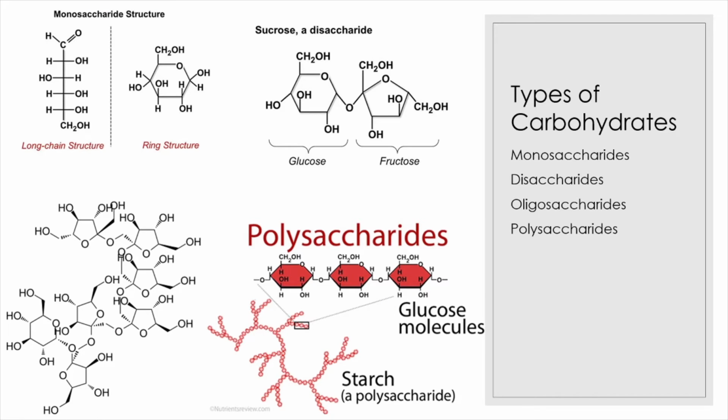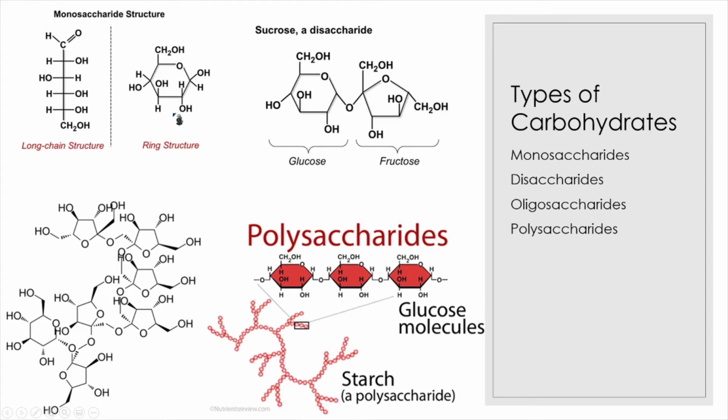Now, there are four main kinds of carbohydrates. We have the monosaccharides, the disaccharides, the oligosaccharides, and the polysaccharides. Now, the monosaccharides are basically the building blocks for the rest of them, for the disaccharides, oligosaccharides, and polysaccharides. These are your simple one-off sort of molecules of a given kind of sugar.